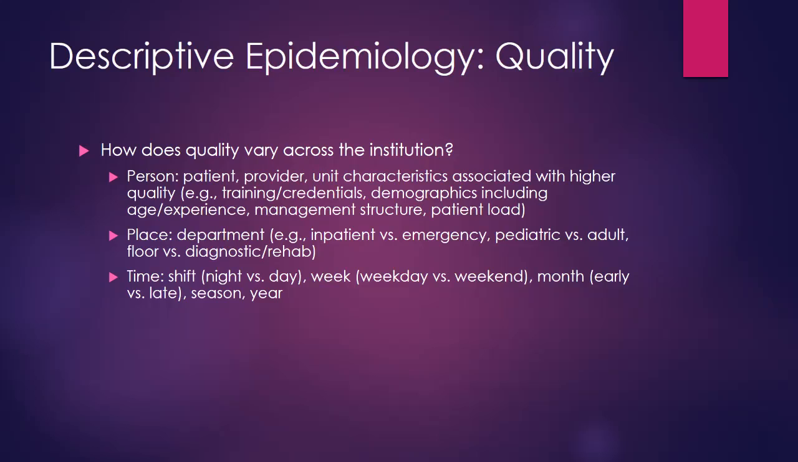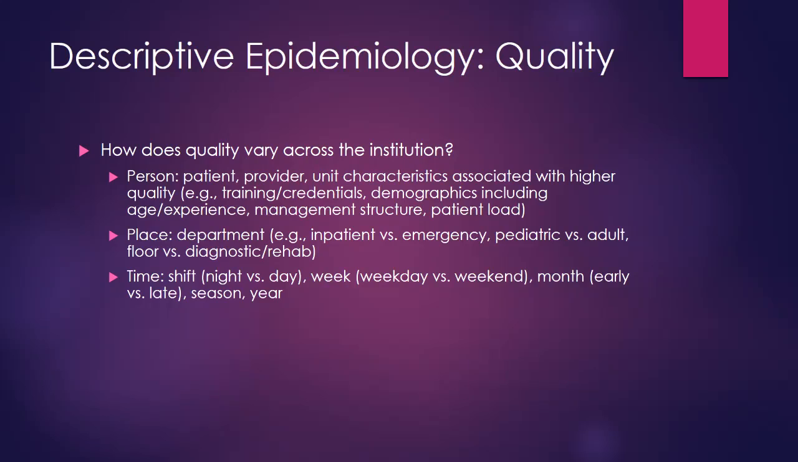So that might be things like patient age, sex, race, ethnicity, all those person variables we talked about before. And on the provider side, we might look at those same demographics, but we also might consider things like experience or the number of previous treatments that the provider had done of a certain kind or the number of procedures. For units, we might look at things like management structure, patient loads, and how that's distributed across providers.